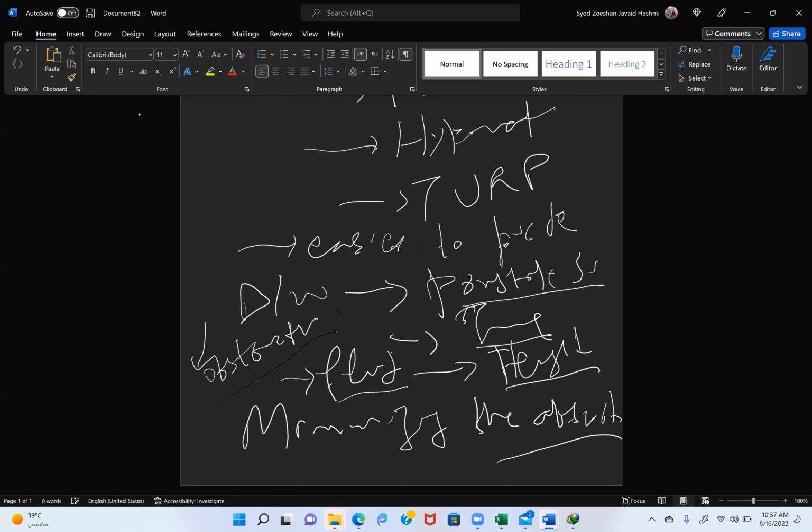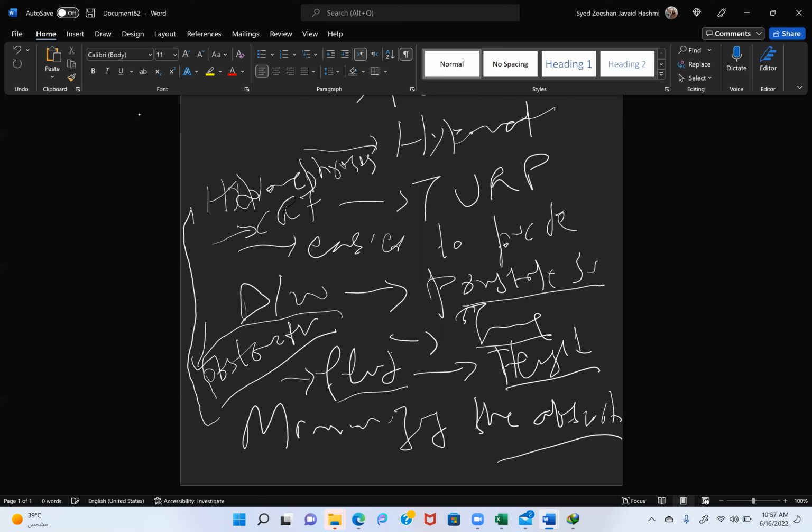What is the importance of asking this question? Because if there is obstruction, there are chances of hydronephrosis, and CRF. And if it is CRF, there are more chances of TURP syndrome, because the patient is unable to handle the fluid.